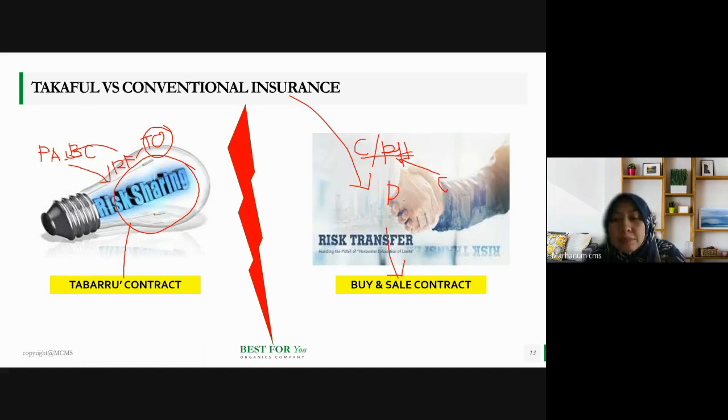They are selling a protection to the policy holder, and the policy holder buys the protection from the company. So what is the price? The price is the premium.